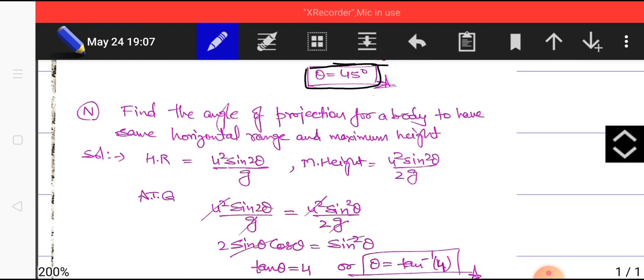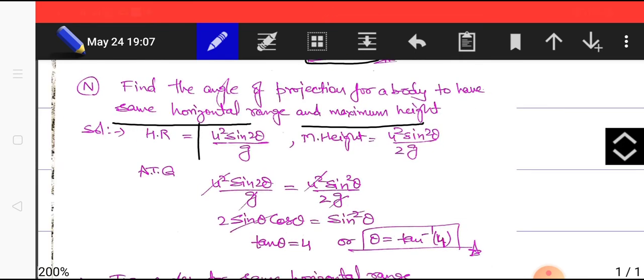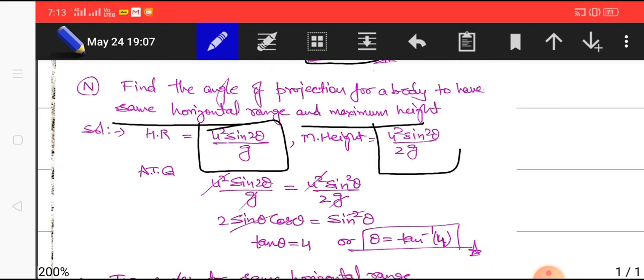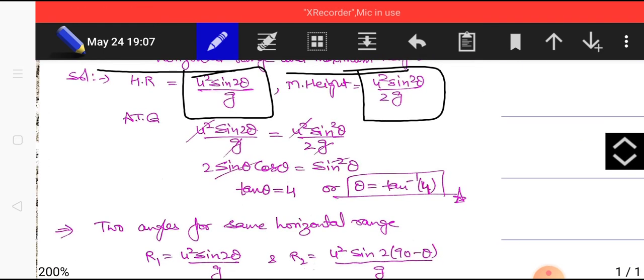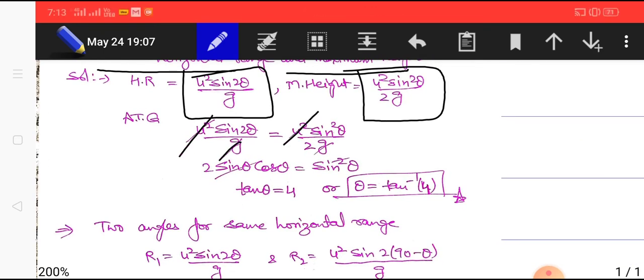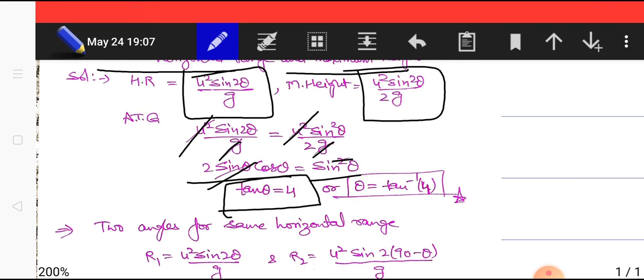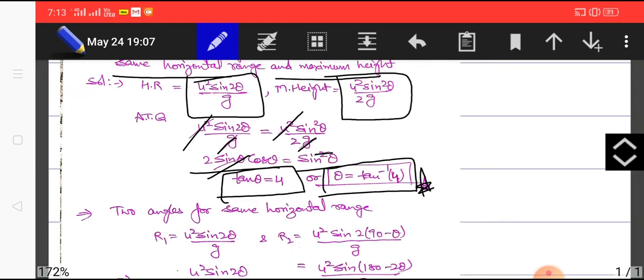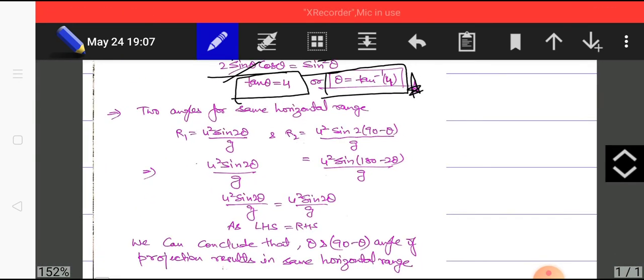Let us understand with the help of an example. Find the angle of projection for a body to have the same horizontal range and maximum height. We know the formula of horizontal range and we know the formula of maximum height. If we compare these formulas and cut out the common terms, we are left with 2 sin theta cos theta is equal to sin square theta. One sin theta will cancel out again, and tan theta is equal to 4, or theta is equal to tan inverse 4. So this is how we solve numericals.